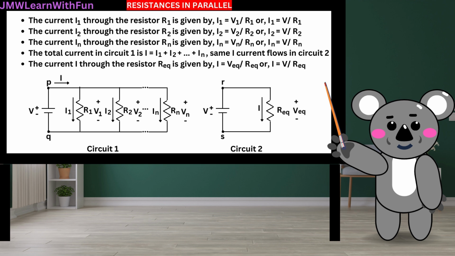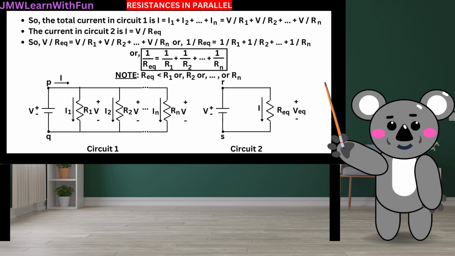V by Rn. The total current in circuit 1 is I equal to I1 plus I2 plus so on till In. The same current I flows in circuit 2. The current I through the resistor Req is given by I equal to Veq by Req or I equal to V by Req. The figure shows the total current in circuit 1 is I before splitting into I1, current flowing through R1, I2, current flowing through R2, and so on till In, current flowing through Rn. The current in circuit 2 is I, the current through Req in circuit 2 is I.